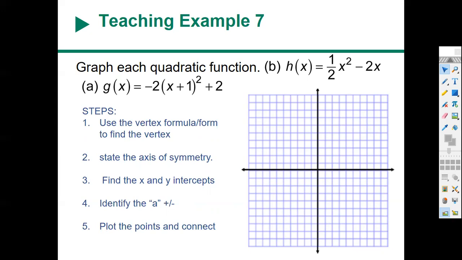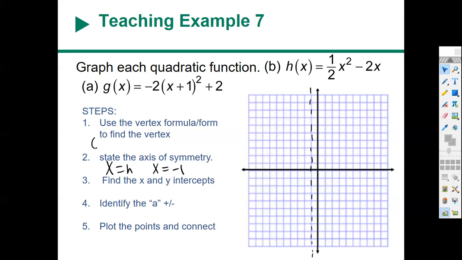So if you look right here at example A, we're already in vertex form, right? So we're going to state the axis of symmetry. So in vertex form, your axis of symmetry is x equals your h value. So in this problem, it's a +1. So that means that our h is -1. That's our axis of symmetry. So I'm going to go to -1 and draw my invisible, imaginary, whatever you want to call it, my axis of symmetry. Okay, so that's my axis of symmetry.